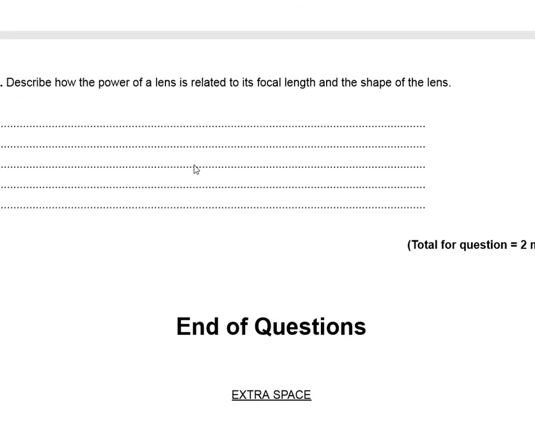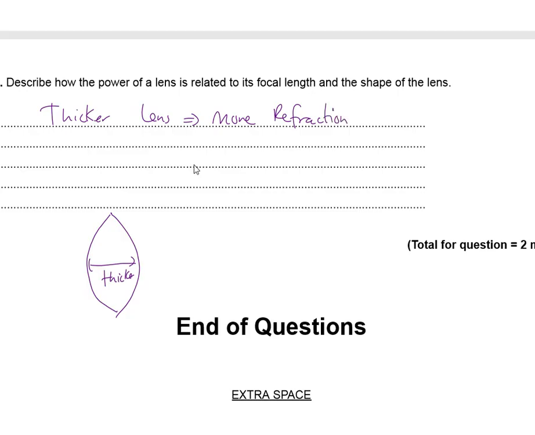Now this is a good one. Okay, now the thicker the lens. So this is the lens. So the thicker the lens, okay, so thicker lens equals more refraction, means more powerful. And also, if you remember, so we have the line, we got the lens there.